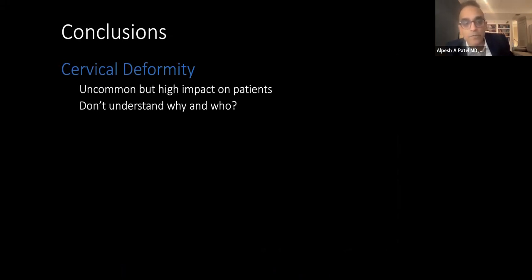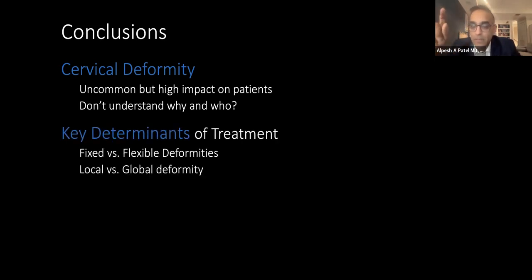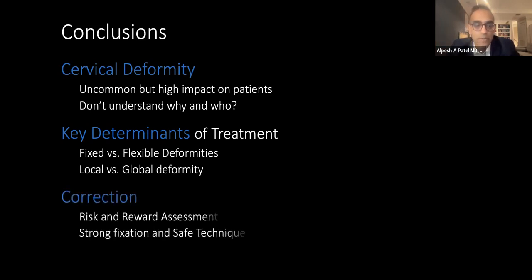So a couple of conclusions. Cervical deformity, uncommon, but really high impact on patients. We have yet to really understand why deformity occurs. And we have really yet to understand why it impacts some people more than others. Remember, we talked about those 3 key steps in determining treatment: fixed or flexible, local versus global deformity. And then thinking about, based on those 2 things, what's my surgical approach going to be?